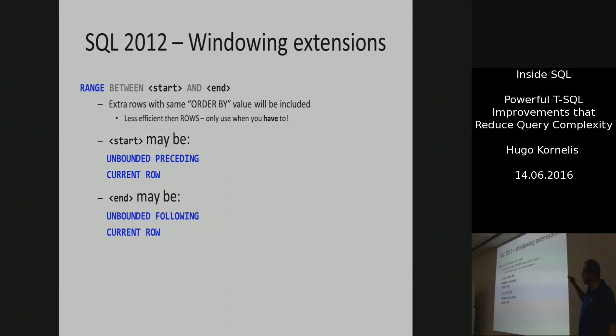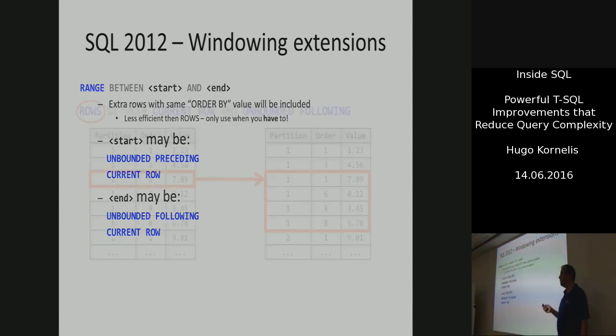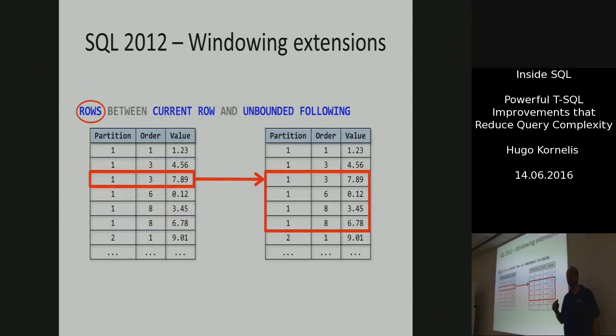Now if you use a range specification, range between start and end is very similar. But you will notice that there's no number preceding or number following. With a range specification, you're limited to unbounded preceding, unbounded following, and current row only. No other specifications are allowed if you use range. More important, there's a small behavioral difference. That behavioral difference is only ever relevant if your order by column is not unique.